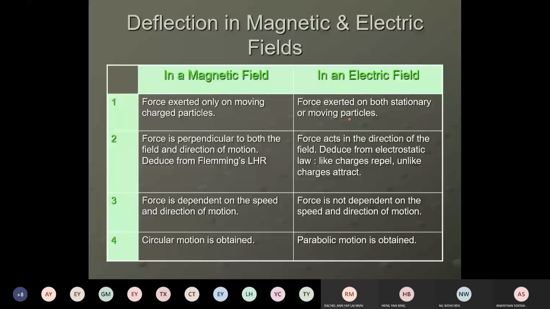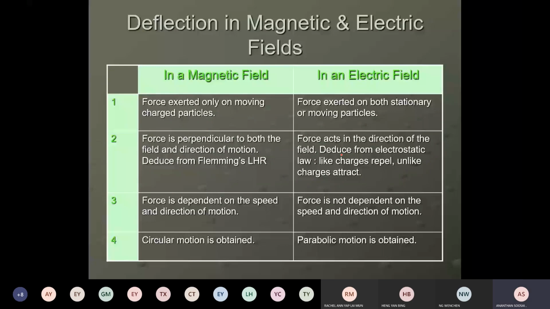Then two, the force is perpendicular to both the field and the direction of the motion. Fleming's left-hand rule is used to find the direction. The force is always perpendicular to the field line. In an electric field, the force is in the same direction as the field line, in the direction of the field line. It is from electrostatic law: like charges repel, unlike charges attract. Whatever it is, the force is always parallel to the field line. Okay.